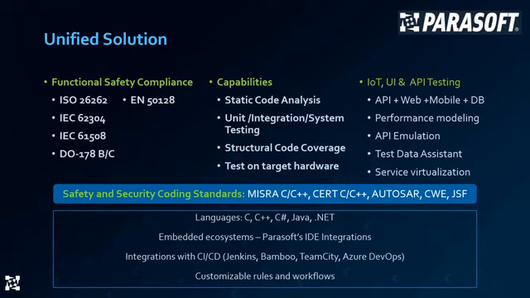We also automate your unit, integration, and system testing, and help users perform structural code coverage: statement, branch, MCDC, and assembly or object code. We also support other types of testing, some of which fall in the IT space, like API testing, UI testing, and service virtualization. Also, very important to know is that we easily integrate with your embedded ecosystem.